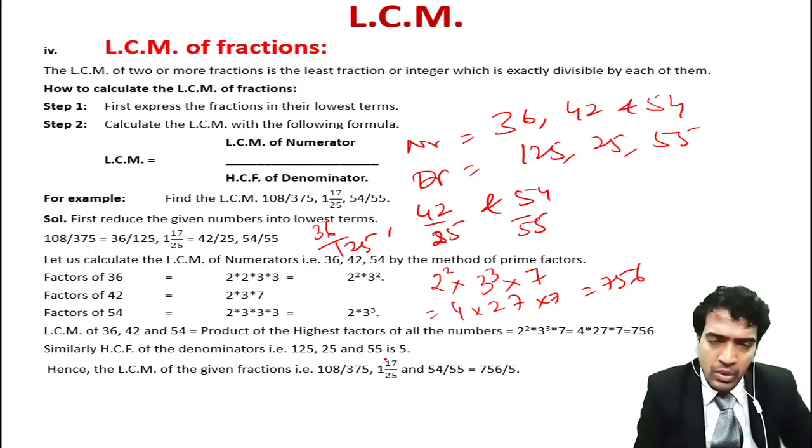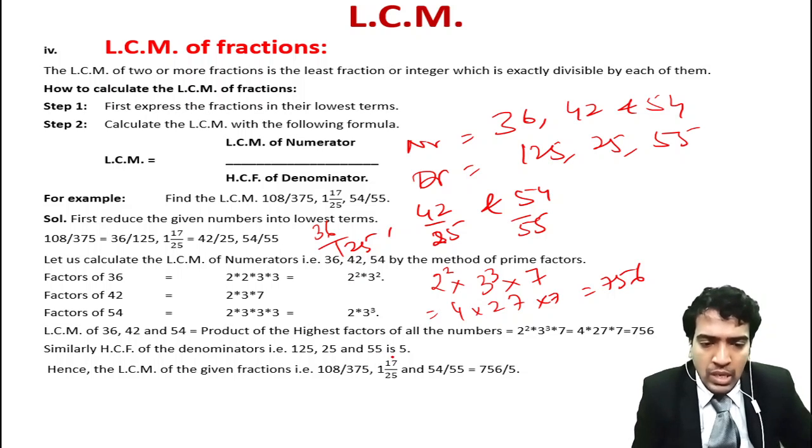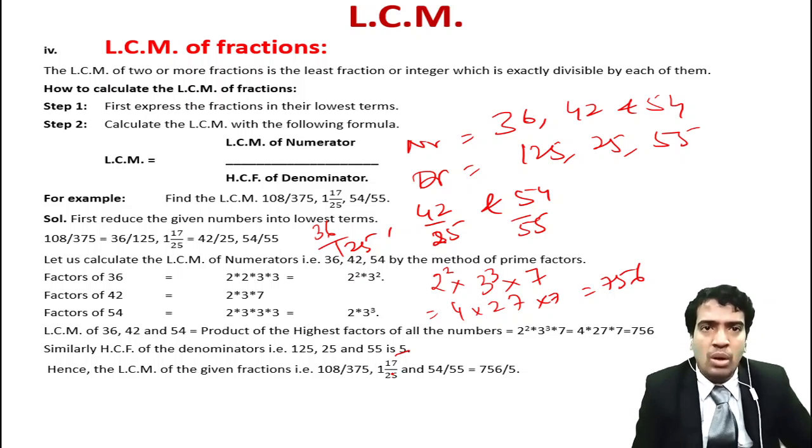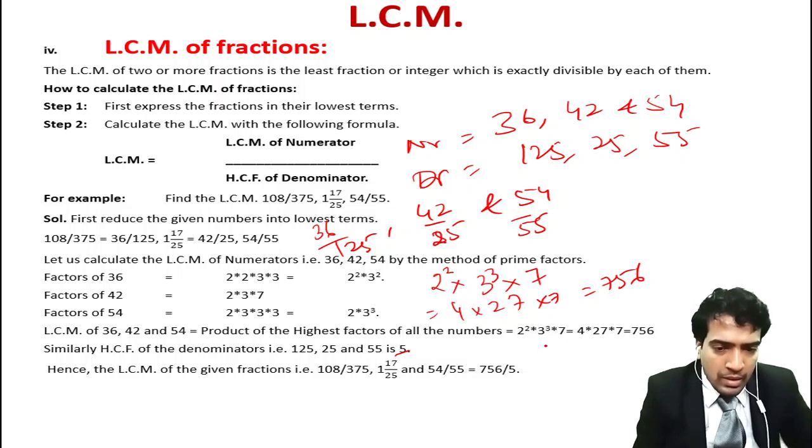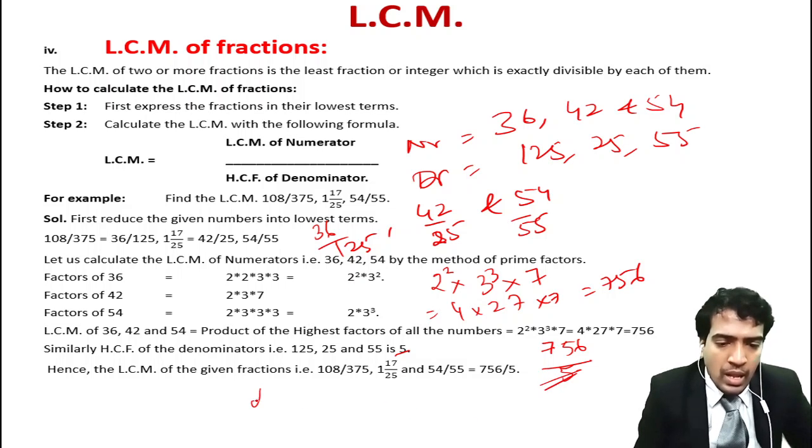Now what is the HCF of the denominators? 125, 25 and 55, you can calculate it for yourself. The HCF of the denominators is 5, the highest common factor. Now the LCM of the given fractions will be the LCM of the numerator divided by HCF of the denominator. So the numerator numbers' LCM is 756, the denominator numbers' HCF is 5. So 756 by 5 is the LCM of the given fractions.